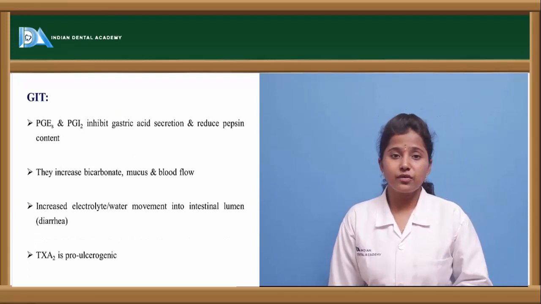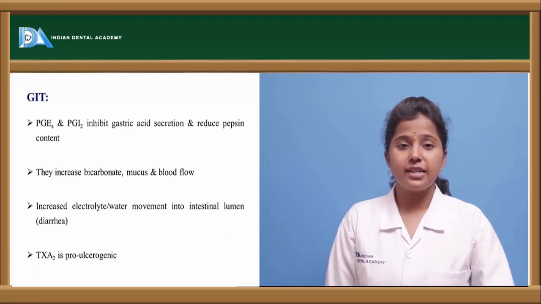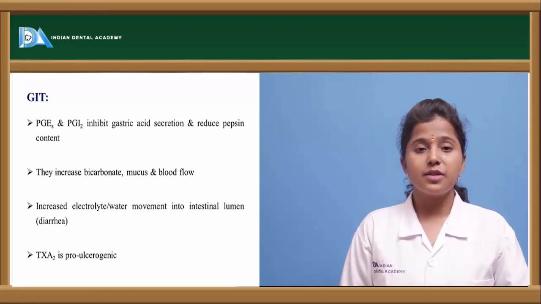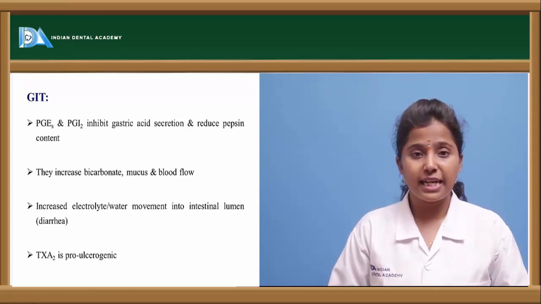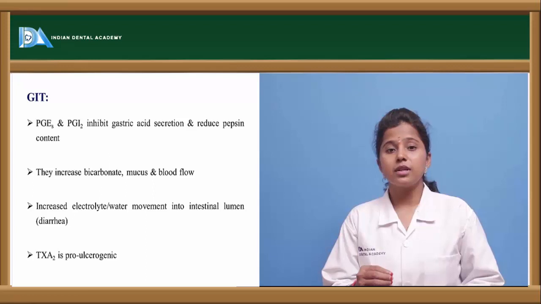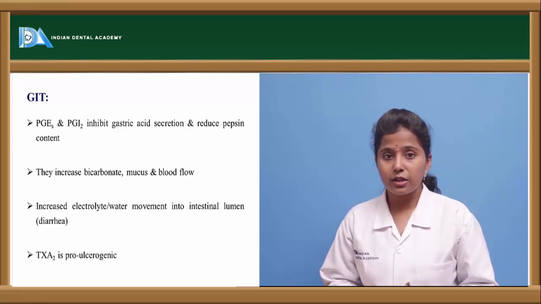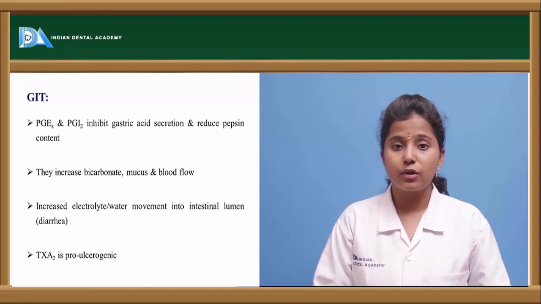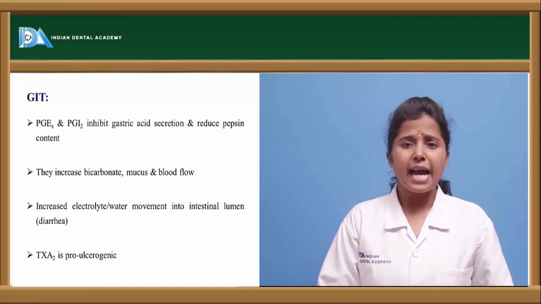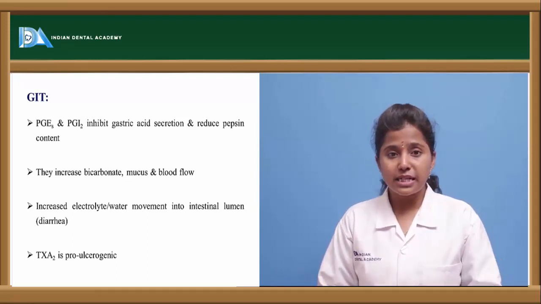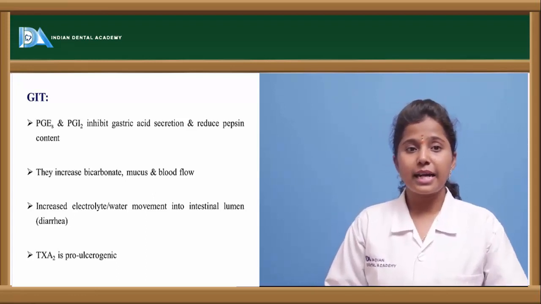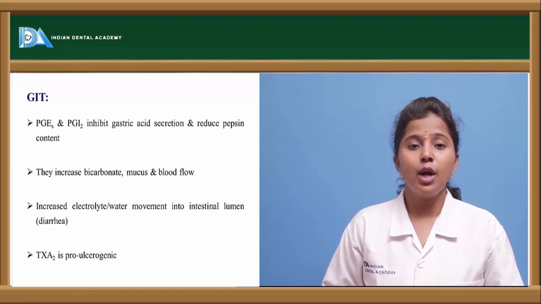Let us see the actions of these prostaglandins in the GIT. Initially we have discussed that these prostaglandins increase GI secretion. There are various secretions: pancreatic secretions, gastric acid secretions. When these prostaglandins are released or synthesized in the body, they act on the gastric cells, and thereby the gastric acid secretions are secreted in more amount.